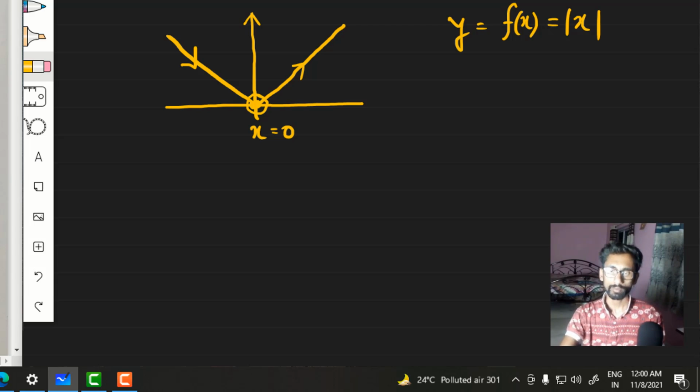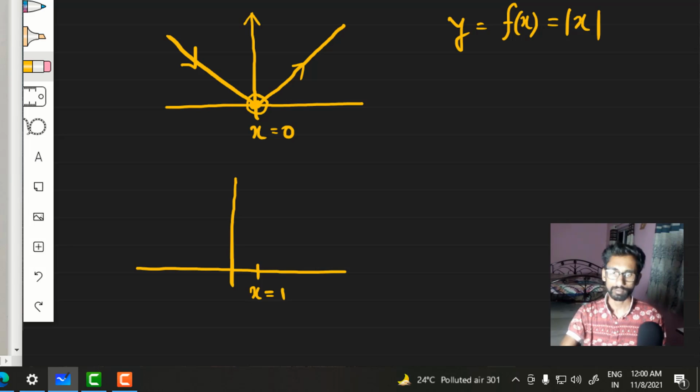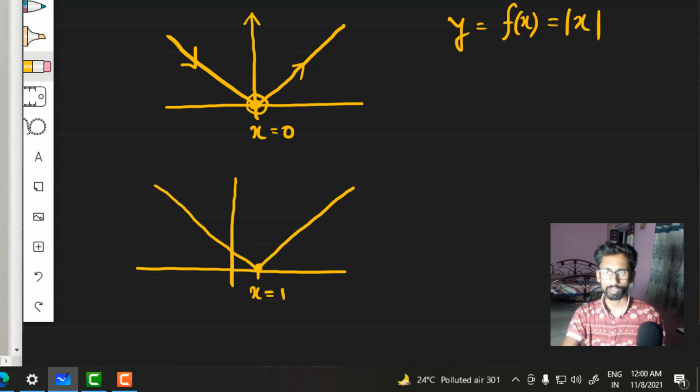Now in case of mod of (x minus 1), the nature of the graph will remain the same with a simple change, that is the critical point will shift to x equals 1 from x equals 0. But the nature of the graph will remain the same. Similarly, for the mod of (x minus 2) function, the critical point of the graph will shift to x equals 2. But in both the cases, the graph or the function is continuous for all the real values of x.